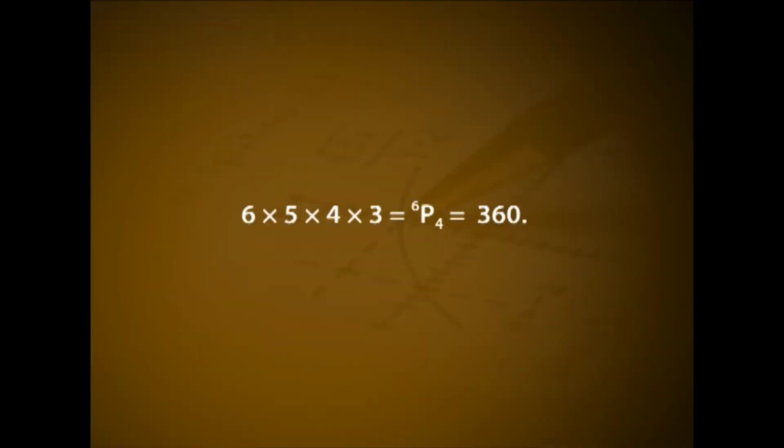Consider the situation where 4 examinations are to be scheduled in a week so that no 2 examinations are conducted on the same day. The first examination can be scheduled on any one of the 6 days, the second on any one of the remaining 5 days, the third on any one of the remaining 4 days, and the fourth on any one of the remaining 3 days. Thus, the total number of schedules is 6 into 5 into 4 into 3 equals 6P4 equals 360.